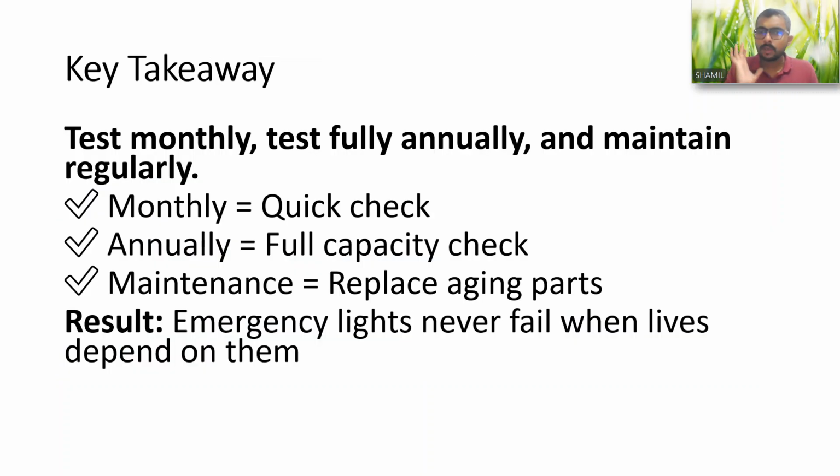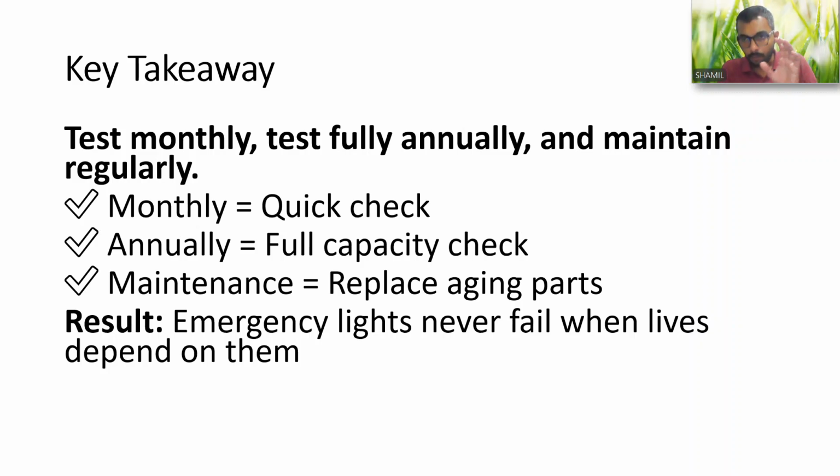So to summarize this video about testing and maintenance, we need to test monthly, we need to test fully annually, and we need to maintain regularly. The monthly test is a quick check to see whether all the lights are working or not. The annual test is to see whether the battery capacity is sufficient to operate all the lights, and the maintenance is to replace all the aging parts. These are the tests and maintenance activities involved for the emergency and exit lights.